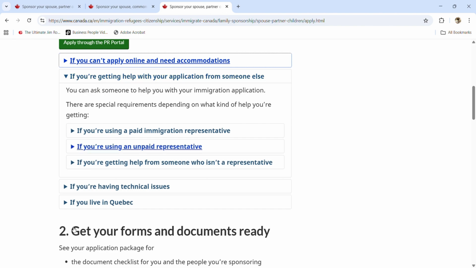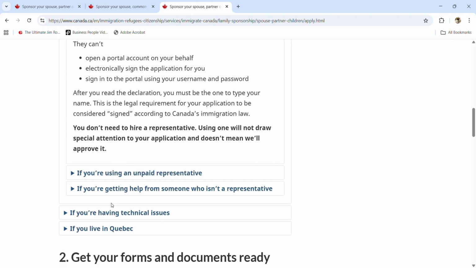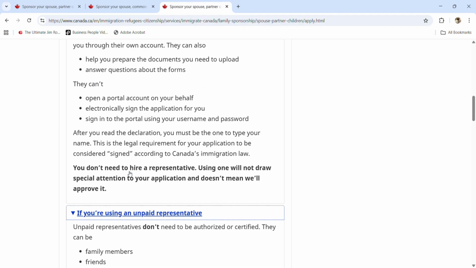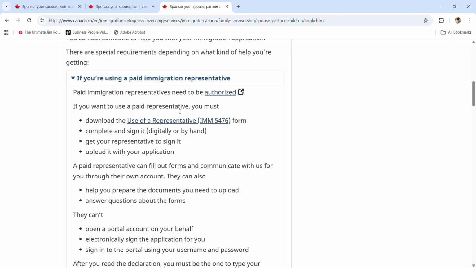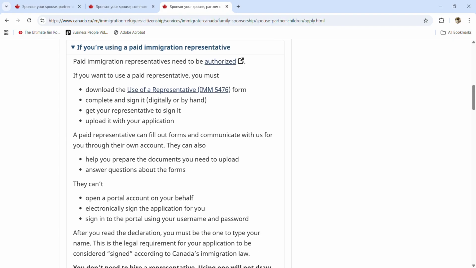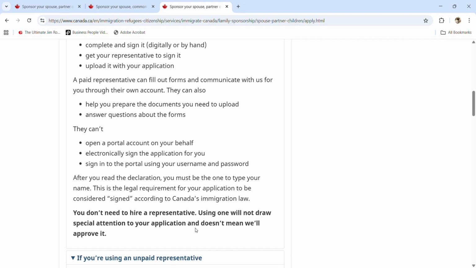They don't use a computer, and then you can use a paid immigration representative, or you may use an unpaid representative. If you use a representative, for example an immigration consultant or lawyer, then you pay them, and they will have their own account, and then it will connect with you. But that representative can't open a portal account on your behalf, and they cannot sign the application for you, and they cannot sign in to the portal using your username and password.